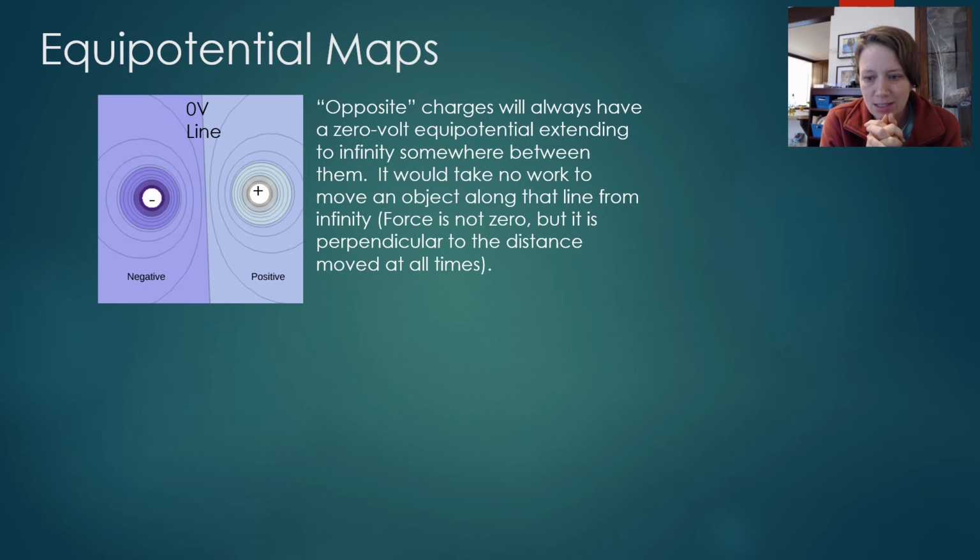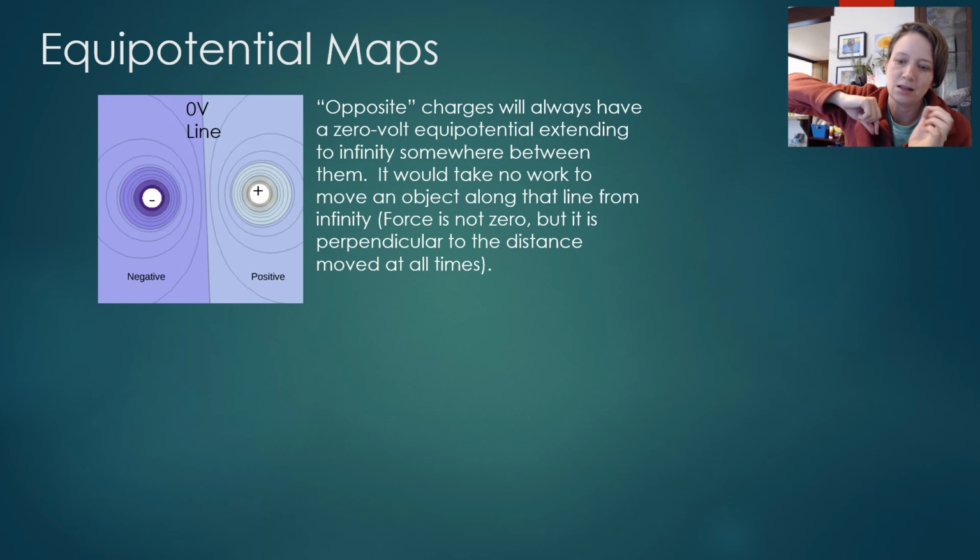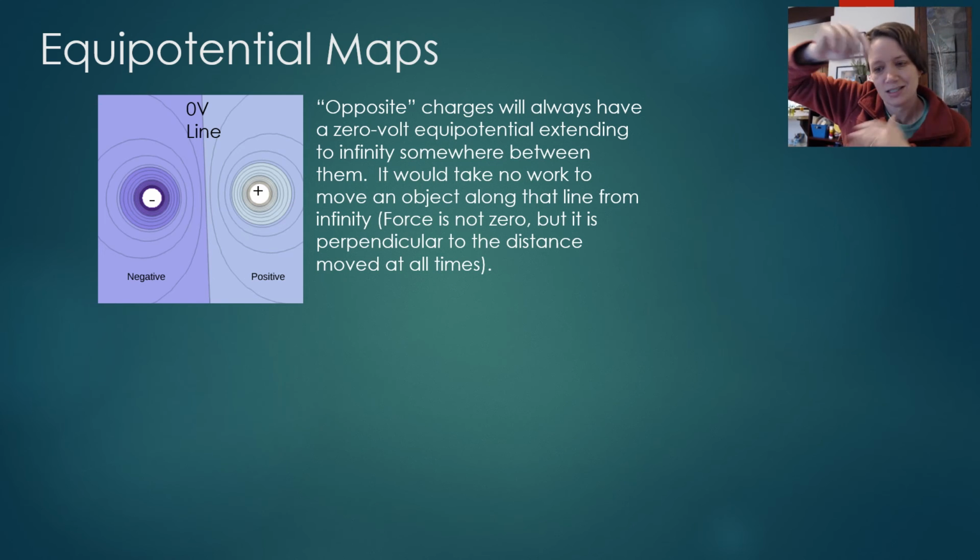What that means is I could put a charged object anywhere on that line, even starting at infinity, and move it anywhere along that line, and it would take no work, because the amount of work done to get it closer to the negative object is equal and opposite to the amount of work it takes to get closer to the positive object.